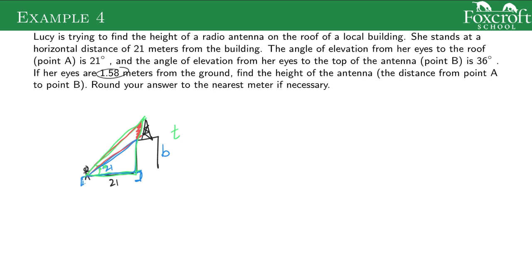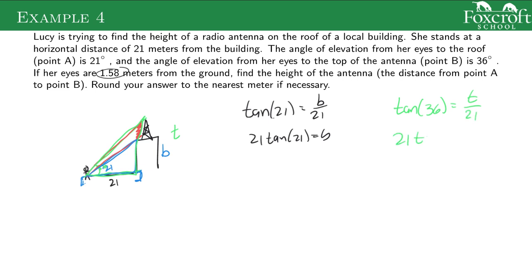We don't have any information about the hypotenuse. It's going to be tangent of the angle: tangent of 21 is B over 21. Those are both 21. Yeah. And 21 tangent of 21 equals B. For T, it's going to be tangent of the bigger angle, 36, is TOA, T over 21, multiplied by 21, so T is 21 tangent of 36. Right. And now the actual answer, the height of the antenna, is the full height, T minus B.